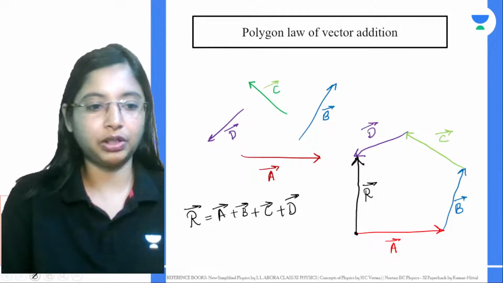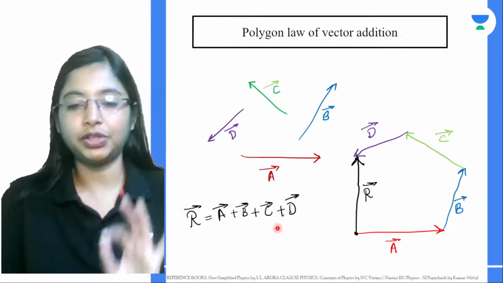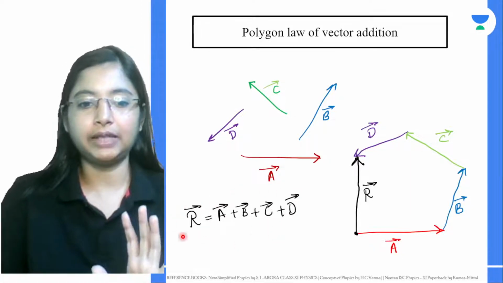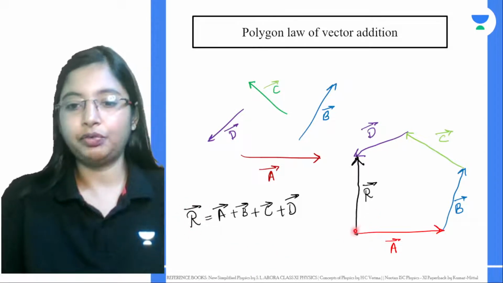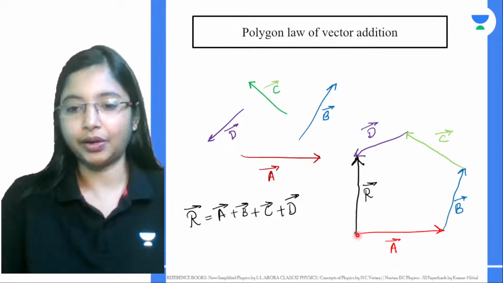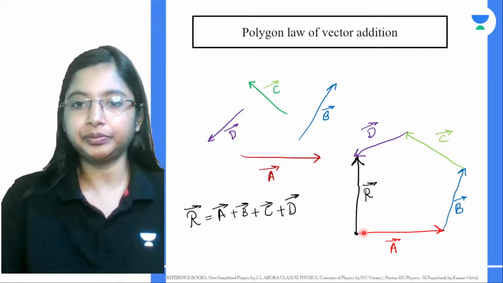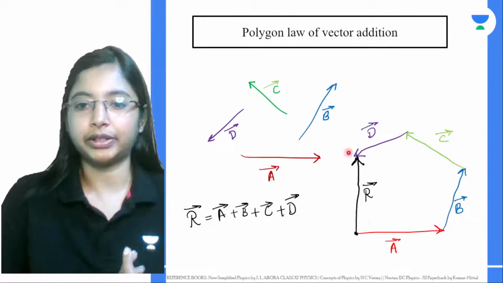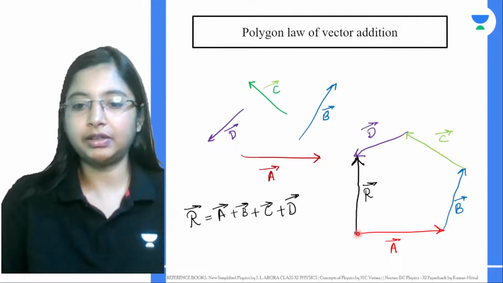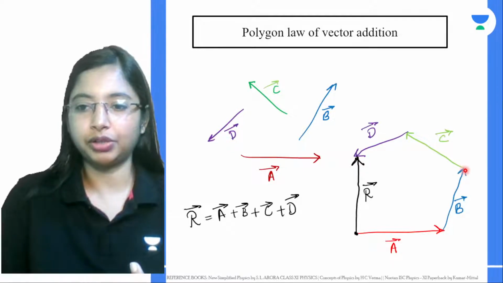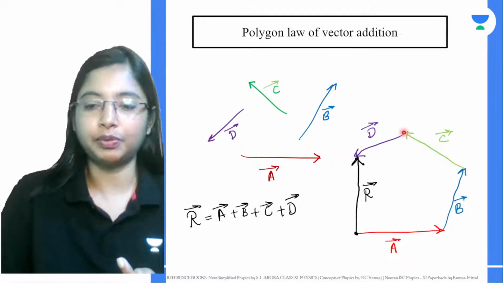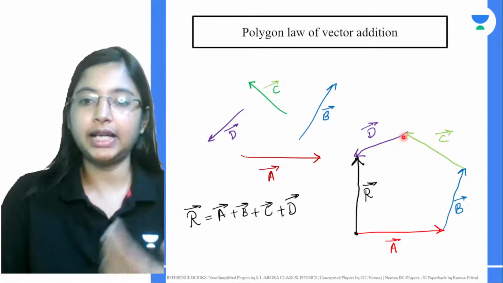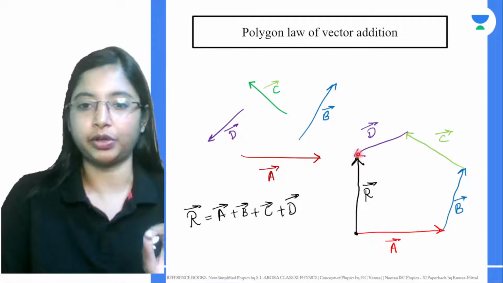Whatever effect these 4 vectors acting on an object would produce will be produced by this resultant vector. For example, let's say an object is over here, and different velocities act on it. First, the velocity it gains moves it from here to here. Again, a different velocity with a different direction acts, and it goes from here to here. Then from here it moves up to this point. From this point again, the velocity and direction applied are different, and it comes up to this point.